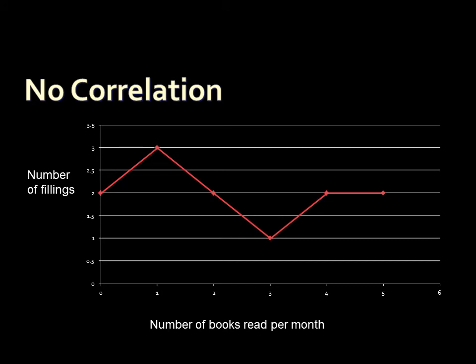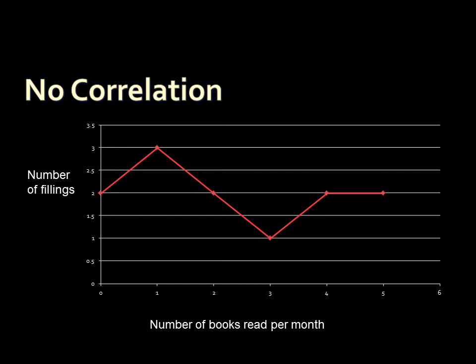There are lots of variables that, if you look at a pair of them, there's no correlation at all. I tried to come up with something that would make sense here, and I came up with the number of fillings we have in our mouth, and the number of books we read per month. I couldn't think of any good reason why there should be any relationship between these two variables.